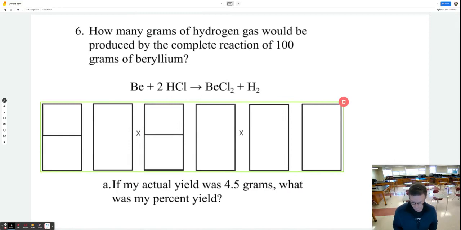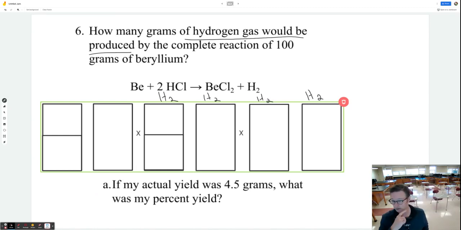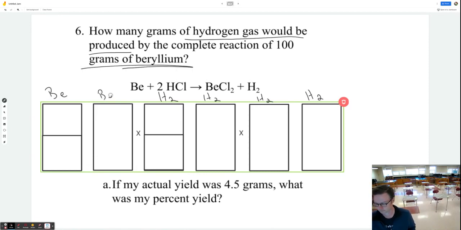All right, one more percent yield question, and then we're going to do one big problem that ties it all together. How many grams of hydrogen will be produced? So hydrogen, which is H2, this time they gave us the unknown first instead of saying if you start with. I'm just wording the question differently. Given 100 grams of beryllium. Okay, so we have 100 grams of beryllium to start. Beryllium has a mass of 9. So 100 divided by 9 is, that's grams, 11.1 moles of beryllium.